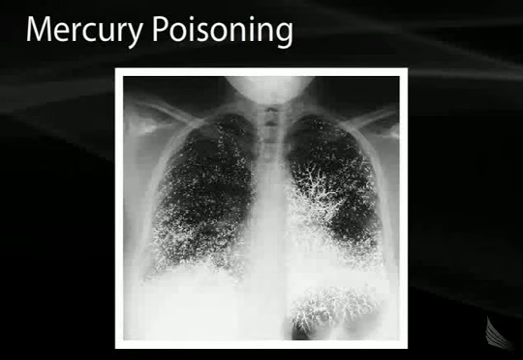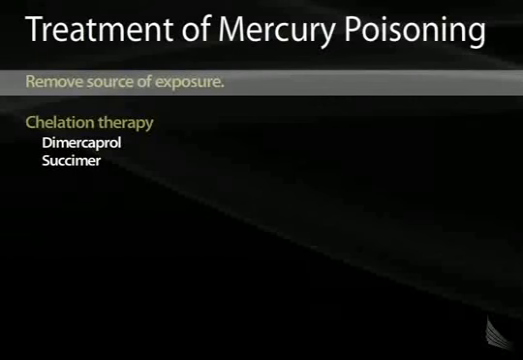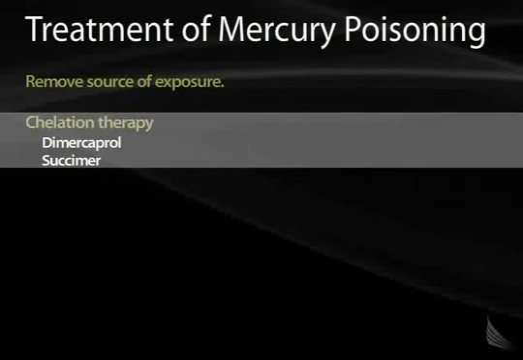This is a patient who injected himself with mercury in an attempt to commit suicide, and you can see how the mercury has infiltrated the pulmonary vasculature. It's radio-opaque, and it forms sort of a snowflake appearance. This patient actually did survive this, and this is because the mercury that he injected himself with was inorganic, so it's less toxic. Treatment is obviously remove the source of exposure, and the chelation therapy would be dimercaprol or Succimer. The way these medications work is by binding the mercury and bringing it out of the system.